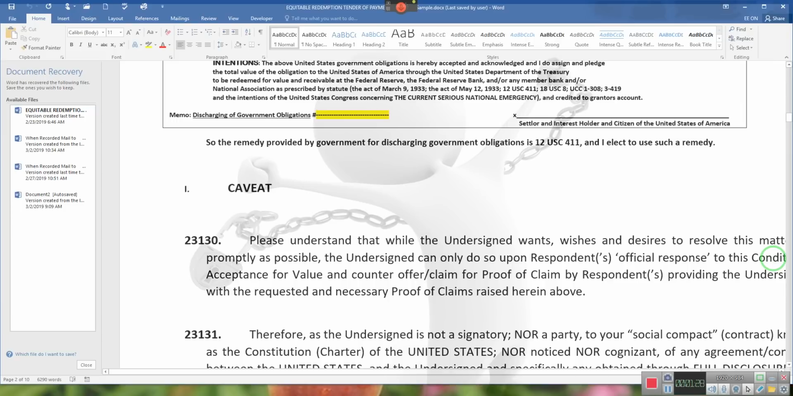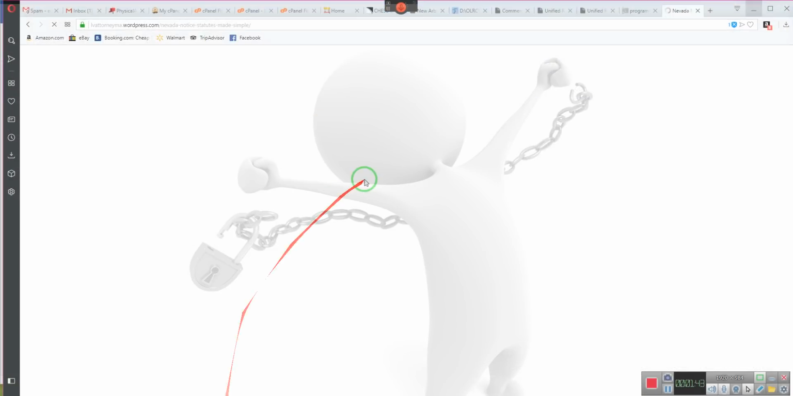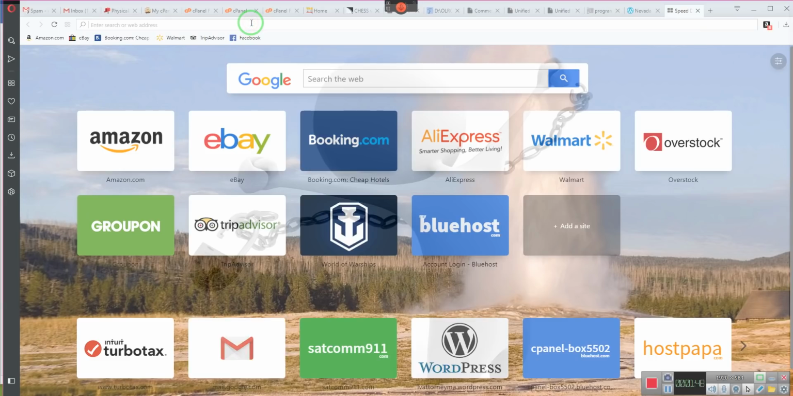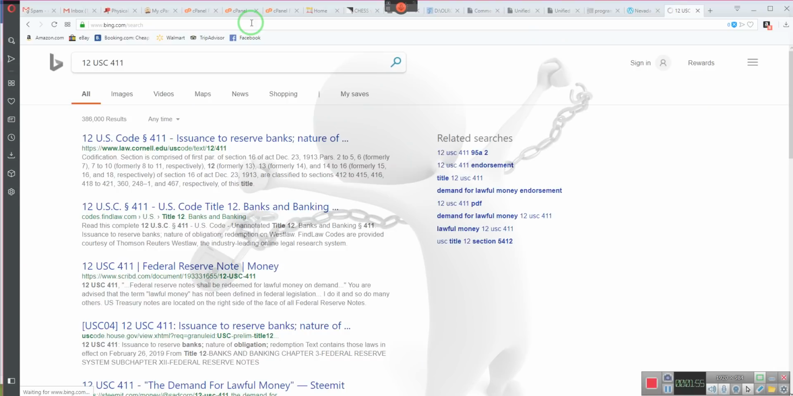Now, to show you why this was so important is because of this law right here, 12 USC 411. Many people who've been around for a while know what 12 USC 411 talks about. So let me show you why this instrument is so instrumental. Oh, and by the way, we're playing an instrumental in the background.